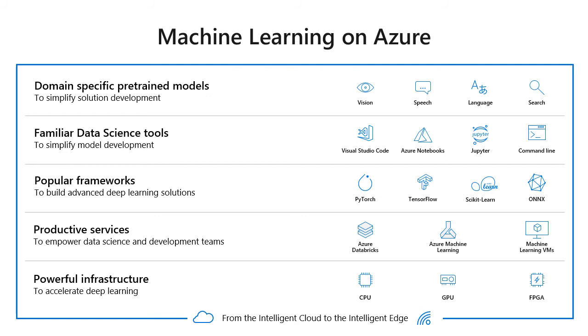You can use familiar data science tools such as Azure Notebooks, Jupyter. You can use deep learning frameworks that are popular today, like PyTorch, TensorFlow, and ONNX. These are open source deep learning frameworks that are also popular on other cloud platforms. You can use that as well. There are services that allow you to create your own machine learning models, such as Azure Databricks and Machine Learning. And then you run that on top of powerful infrastructure. So our AI capabilities run not just on top of CPUs and GPUs, but also field programmable gate arrays.